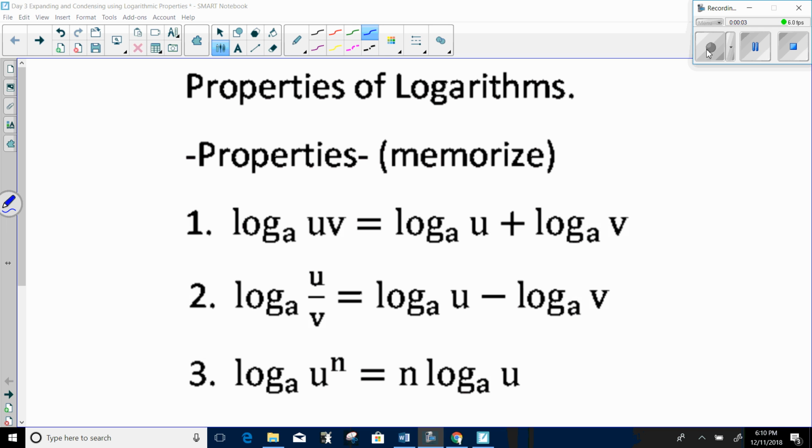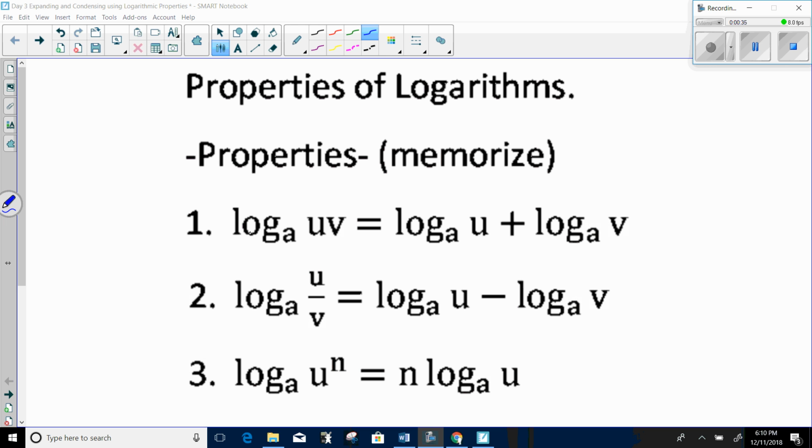Today's lesson is going to be about using properties of logarithms to expand and condense expressions using logarithms, so that you can use them to solve later on, which will be the next class. So first thing you want to do is we have properties of logarithms that we want to memorize. And again, just like the ones we talked about last class, if you understand what a logarithm is, it makes it much easier to understand why these are what they are.